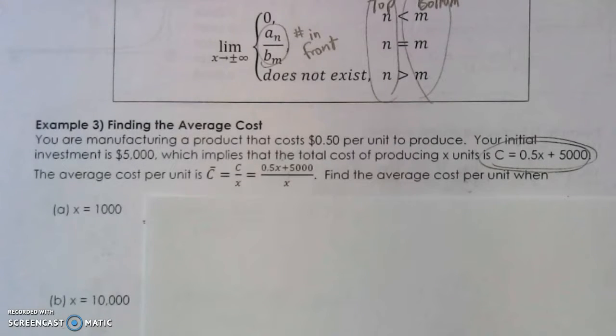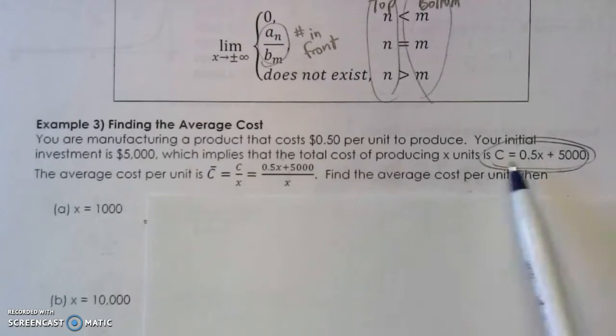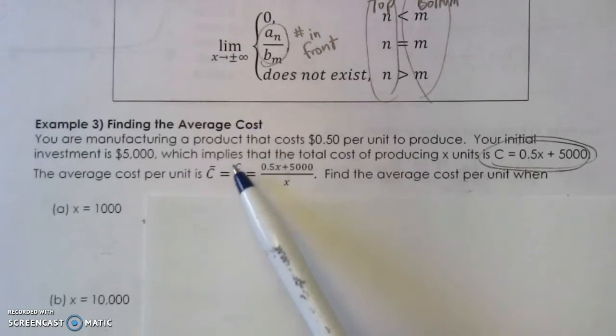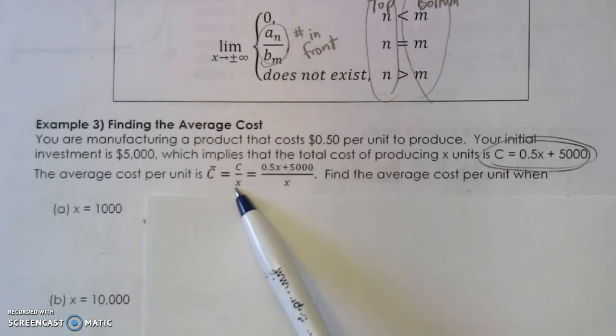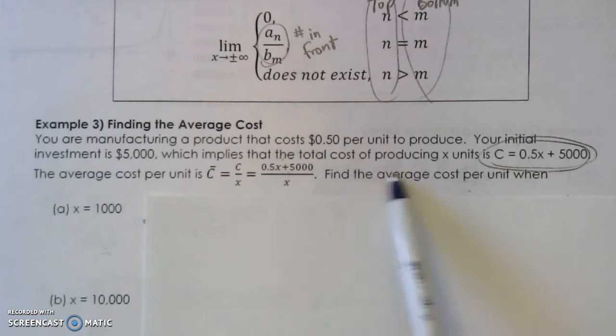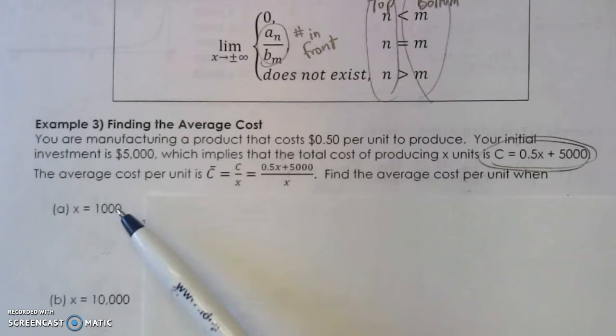In example 3, you're finding the average cost. You're manufacturing a product that costs 50 cents per unit to produce. Your initial investment is $5,000, which implies that the total cost of producing x units is given by this function. The average cost per unit then is the cost divided by how many units you are producing. So you would take that function divided by x. It wants us to find the average cost per unit when we have the following units.